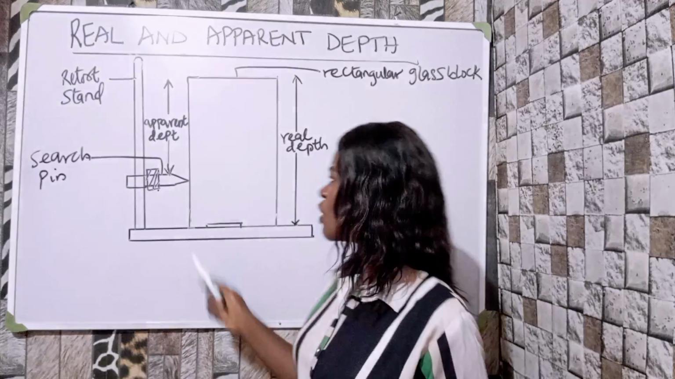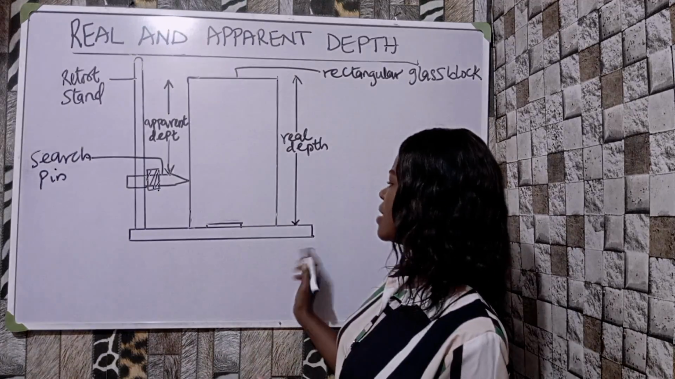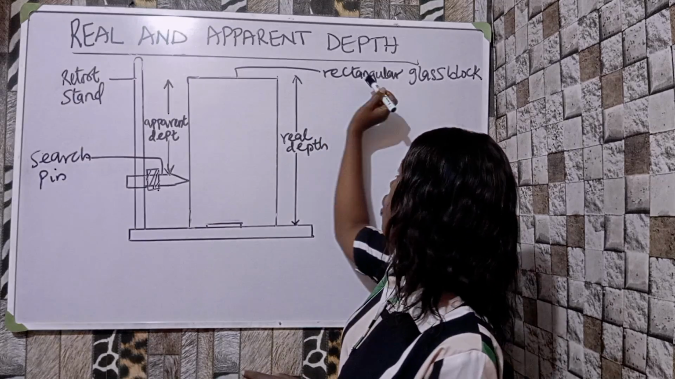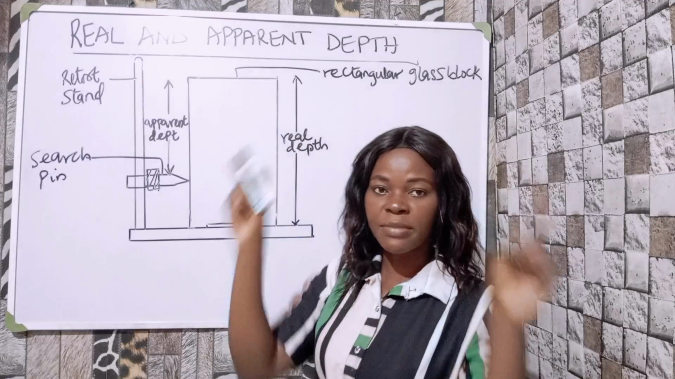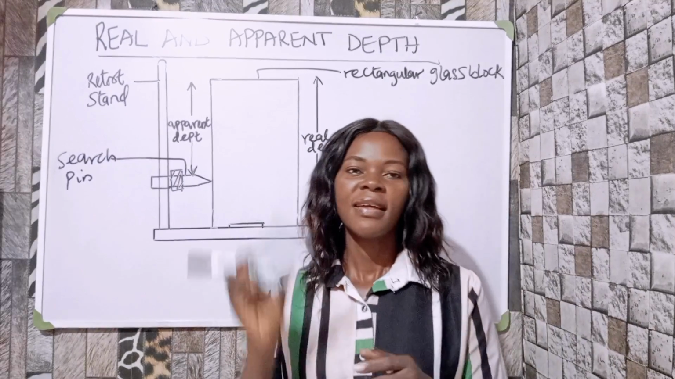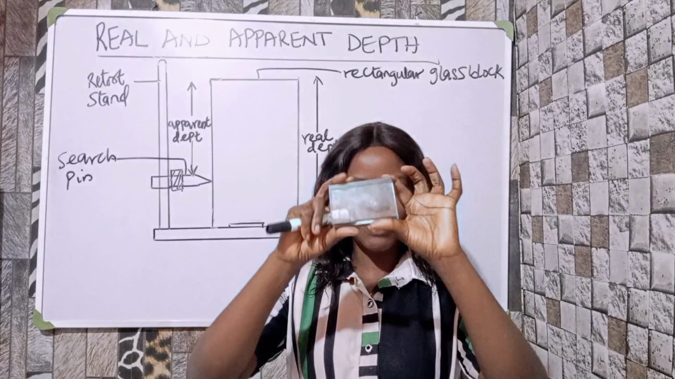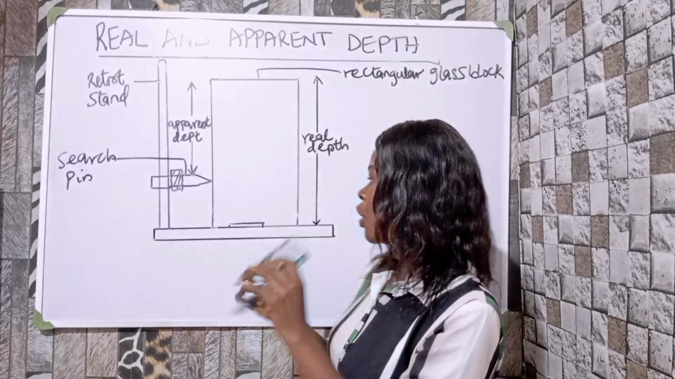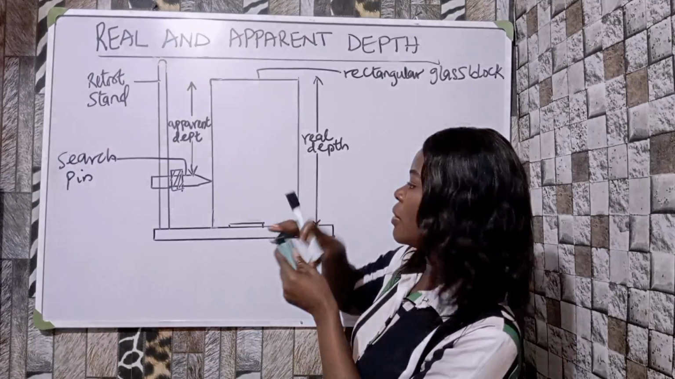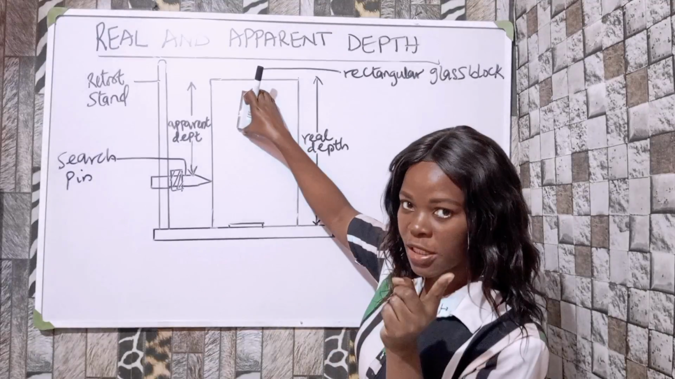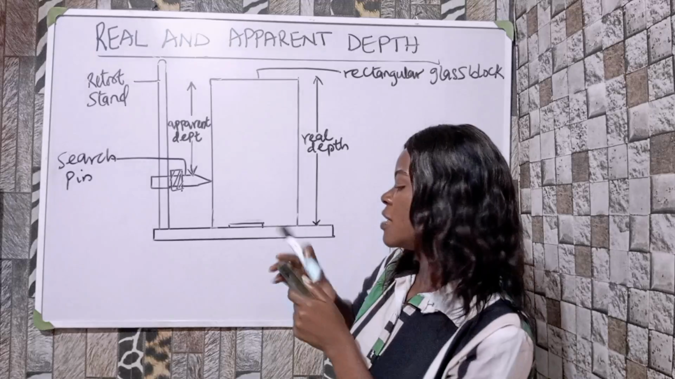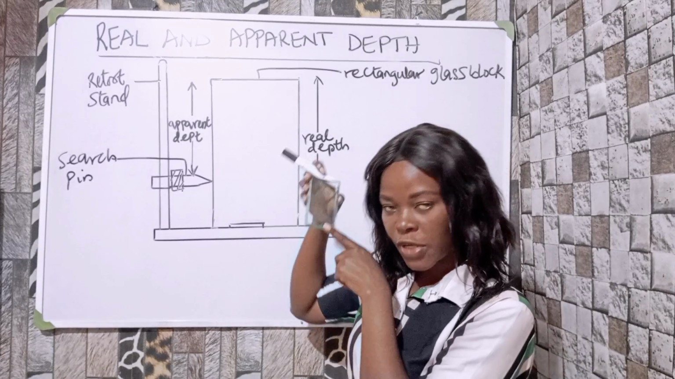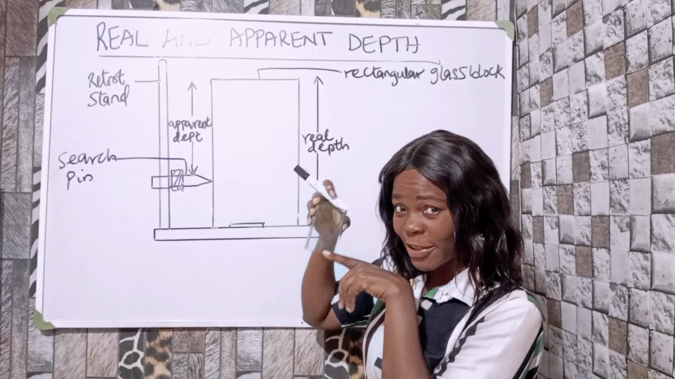Okay, so let's explain what we have on the board. This is a basement, and we place what we call a rectangular glass block. This is a rectangular prism, a rectangular glass prism. If we place this glass prism on a tracing paper, then we put a pin, an object, here at the edge, close to the tracing paper, on the tracing paper but at the edge.